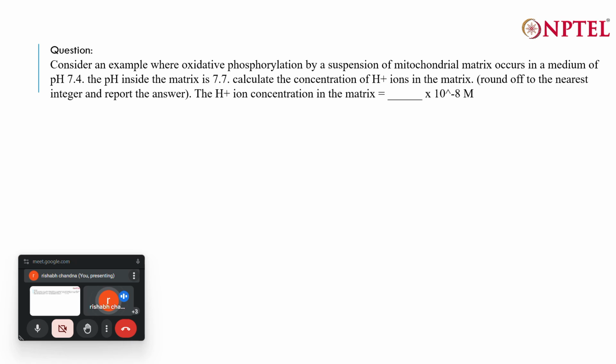Consider an example where oxidative phosphorylation by a suspension of mitochondrial matrix occurs in a medium of pH 7.4. So, considering this, this is the intermembrane space and this is the matrix. The pH of the outer medium, that is the intermembrane space, is 7.4 and that of the matrix is 7.7. Now we have to first calculate the H plus ion concentration in the matrix. So what can be the correct answer? That is a numeral value basically.